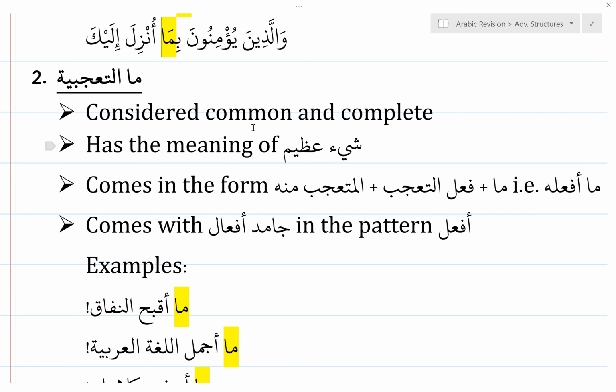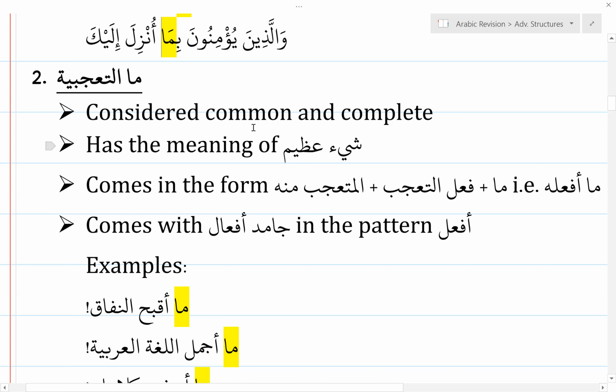You'll see it in Arab books. They will mention ma nakira. So a ma that is common by itself, and it is also considered complete, tam. You would see that in books. They will say it's also considered tam, so ma nakira tamma. What does that mean? Complete. It means it doesn't need a sila to complete its meaning. It's not a fragment. It's a complete sentence by itself.